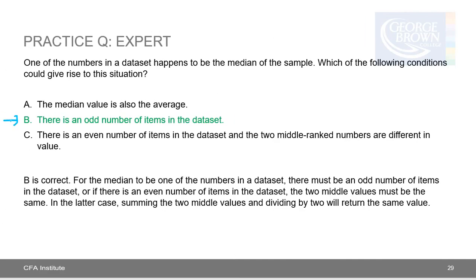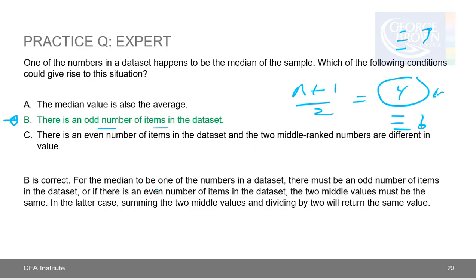So the correct answer is B. There is an odd number of items in the data set. So if one of the numbers in the data set happens to be the median of the sample, it means that there's an odd number of items in the data set, and that's why I showed you that example with regards to the 7 items of PE data that we sorted, and then we used the formula n plus 1 divided by 2, and we determined that the 4th data point is indeed the median, because there were 7 items, so there would be 1, 2, 3. There's the 4th, 5, 6, 7. There'd be 3 items to the right of it and 3 items to the left.